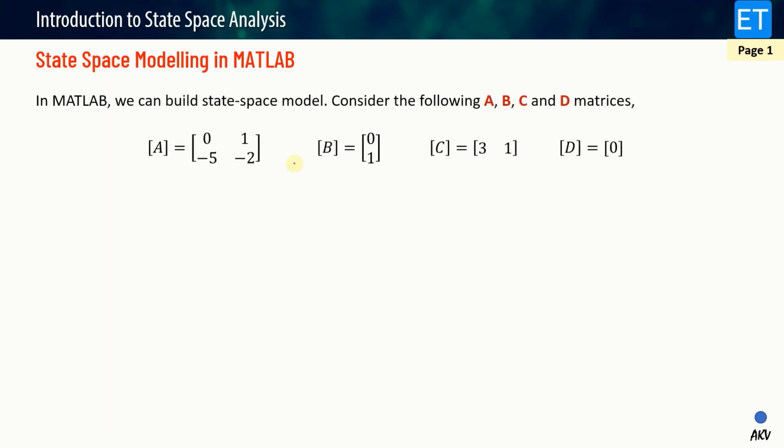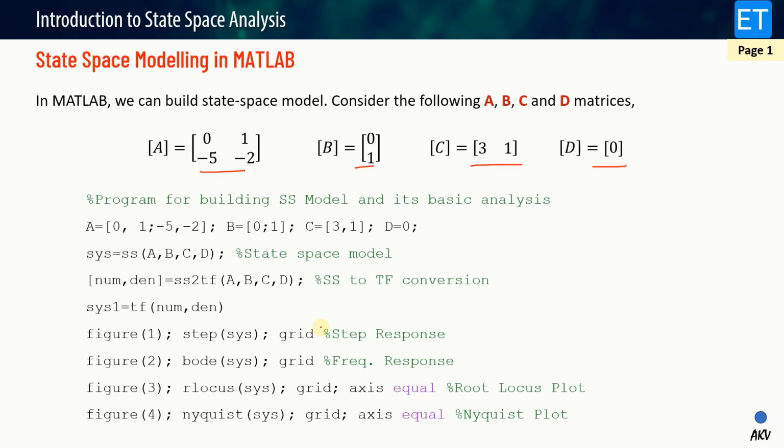So consider this example of state space model of an LTI system. These are the same ABCD matrices which we have just obtained in the previous case. So A, B, C and D. Now my objective is that I would like to create a state space model in the MATLAB, and I would like to do some basic analysis such as step response, frequency response, Nyquist, root locus, like this. So this is the simple MATLAB program, very simple.